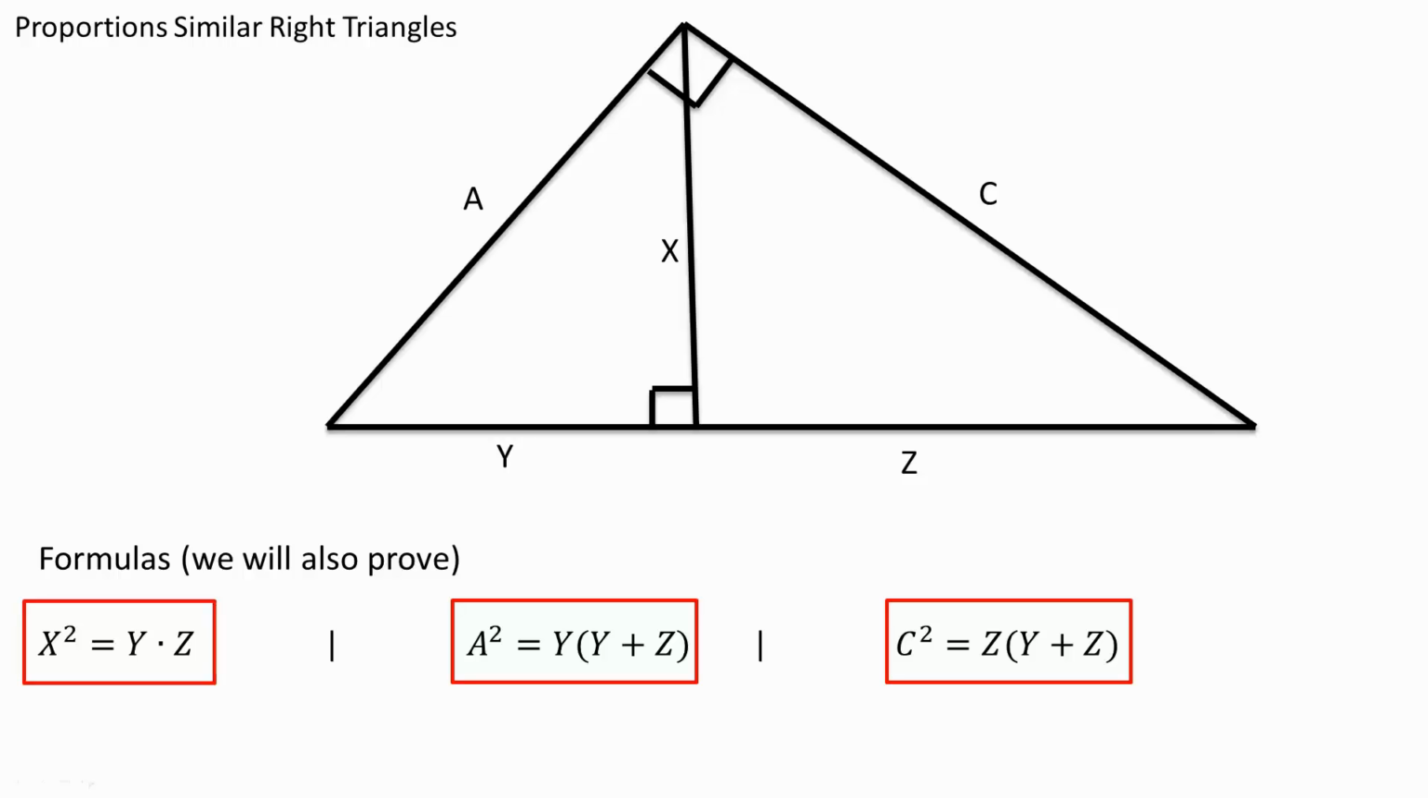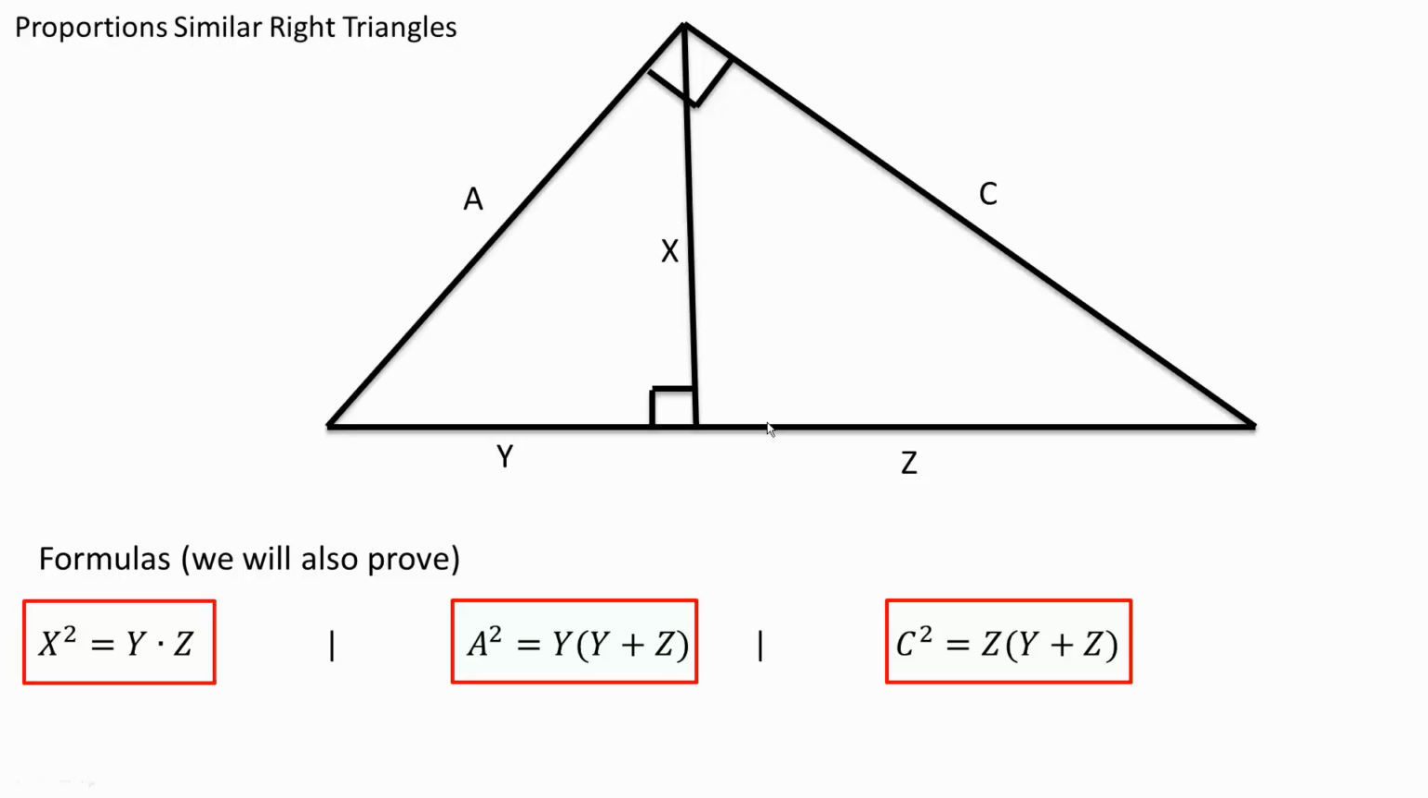Okay, so the purpose of this video is to really show and demonstrate proportions for similar right triangles. I'm going to prove these three equations for this given triangle. With this triangle, we don't know what this angle or this angle is equal to, but we know that this is 90 degrees, and so this is also 90 degrees.